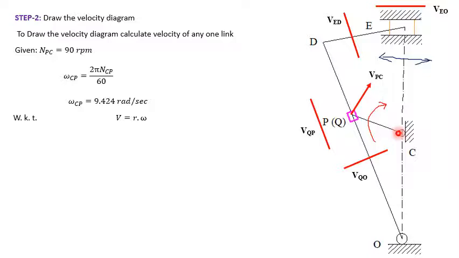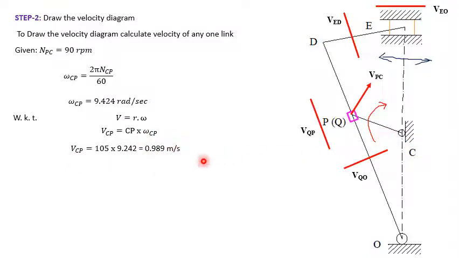Next, we know that linear velocity can be written as V equals R into omega. R represents the radius of the link, omega represents the angular velocity of the link. The length of this CP is 105 millimeter, and omega is 9.424. After simplifying we got 0.989 meter per second. This is the linear velocity of the link CP.